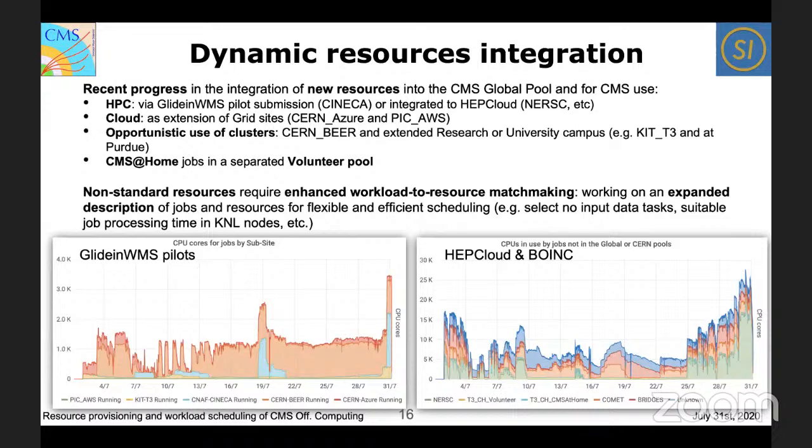For example, we have Azure on CERN, and we have also Amazon as an extension of PIC, the one in Spain.